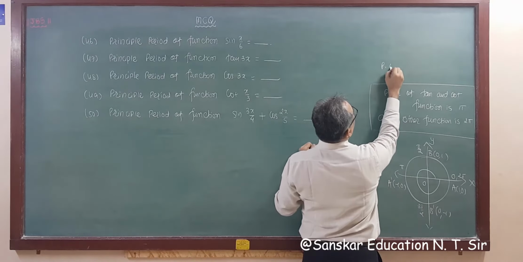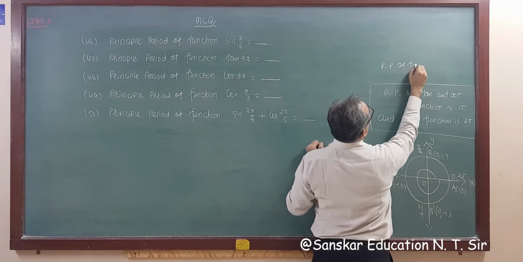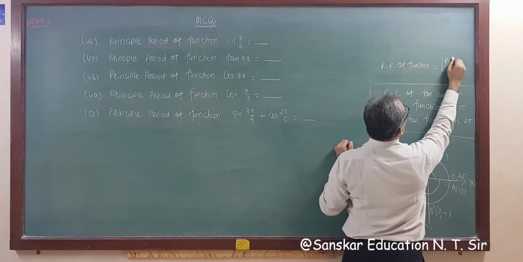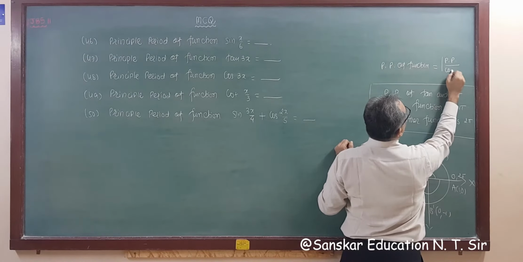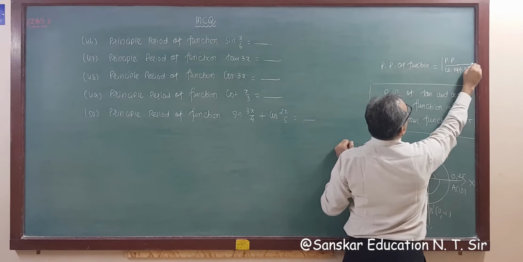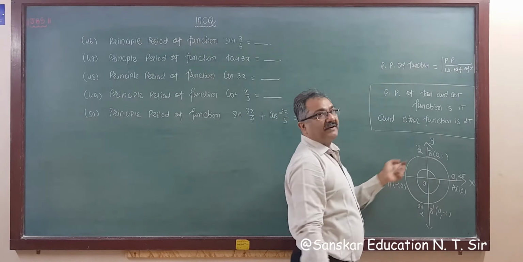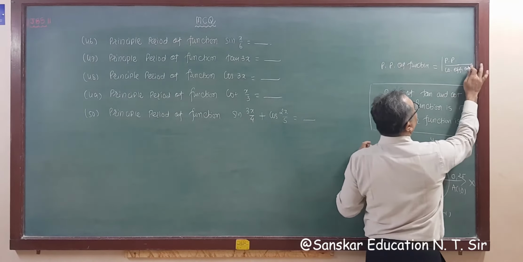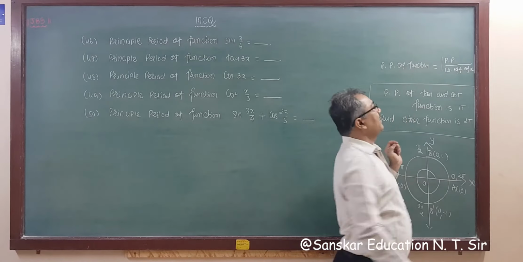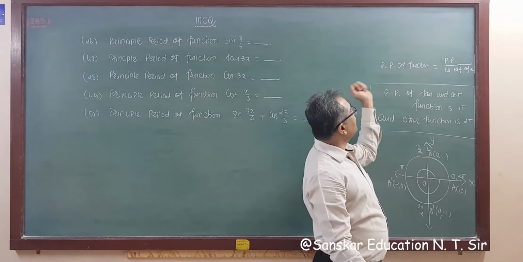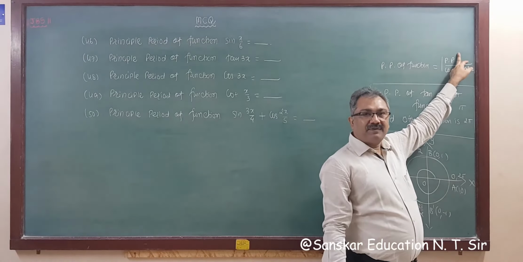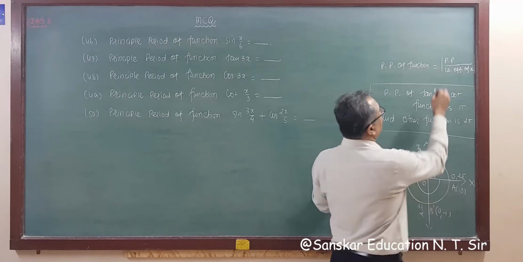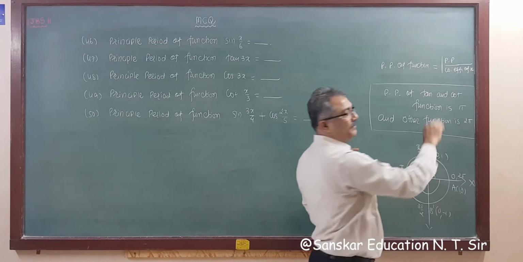So the principal period of a function is equal to the modulus of the principal period upon the coefficient of x. That is the formula. I think this is readable for you. If you are not able to read this, then write it down: principal period is equal to the principal period of the function upon the coefficient of x, in modulus. This is the modulus that you have to consider.